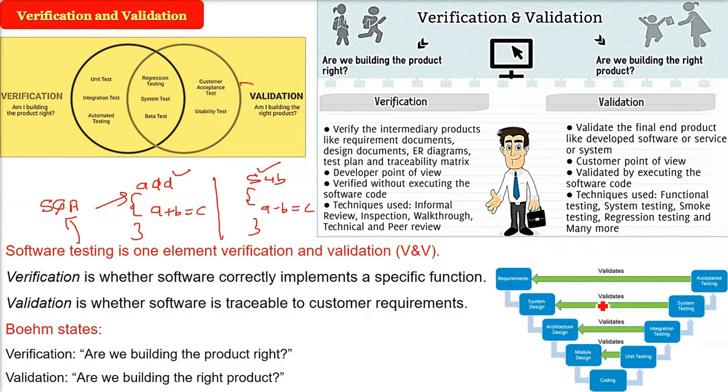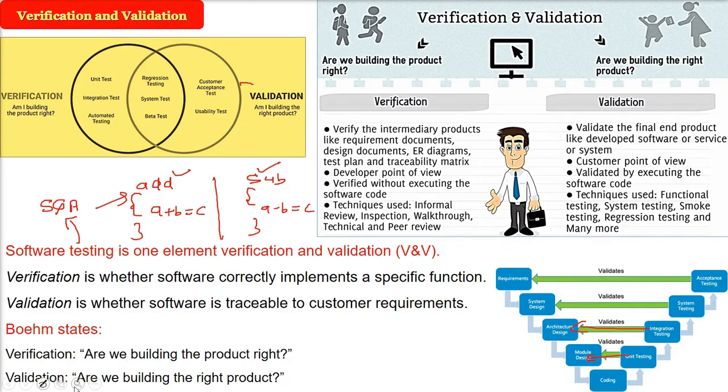In the software development lifecycle, we do the requirements, then we design. That is, we first do the system design, then the architecture, that is the overall structure of the software, then the module design, and finally we code. So the unit testing validates the module component level. The integration testing will validate the architecture design. The system design will be validated by the system testing. And finally, the requirements will be validated by the acceptance testing.